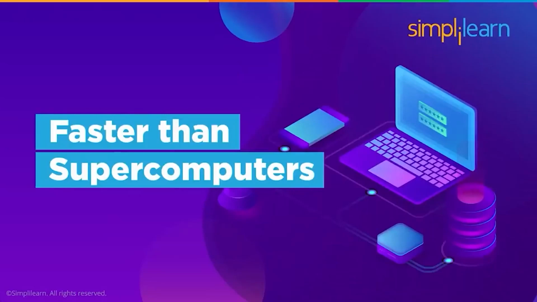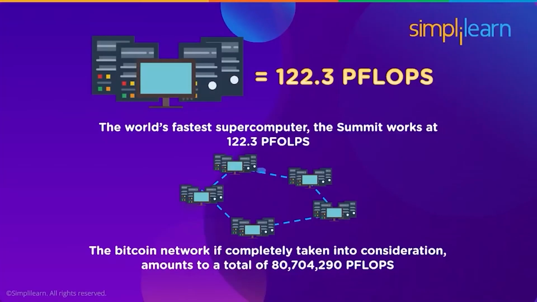Faster than supercomputers. The world's fastest supercomputer, the Summit, works at 122.3 petaflops, which is nothing but a quadrillion floating point operations per second. Now, if you take the Bitcoin network completely into consideration, the processing power is about 80,704,290 petaflops. But the only thing here is that a supercomputer can do several different things, but the only thing the Bitcoin network does is add blocks to the blockchain.